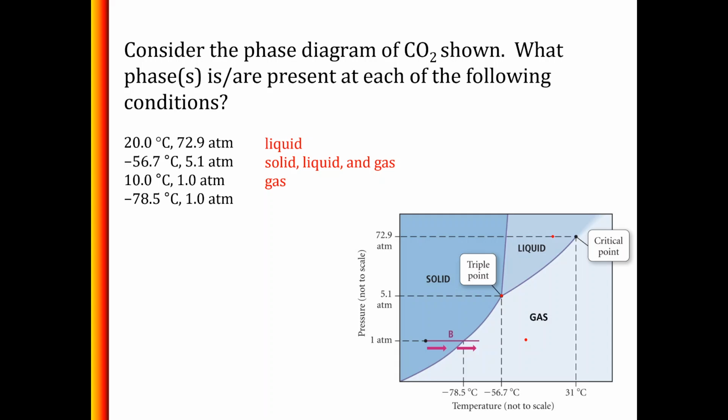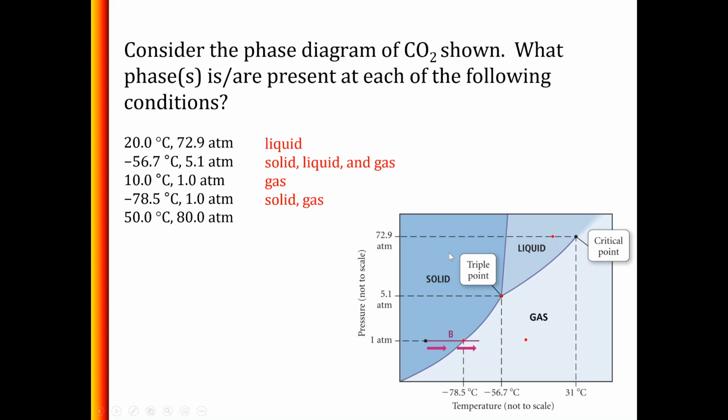One more: minus 78.5 degrees C and 1 atm. At 1 atm and minus 78.5, what phase are we in? We're in both a solid and a gas. If we're on the line, remember, you're in both states. If you're nowhere near a line, then that's the state you're in. But if you're actually on the line, you're in both states at once.